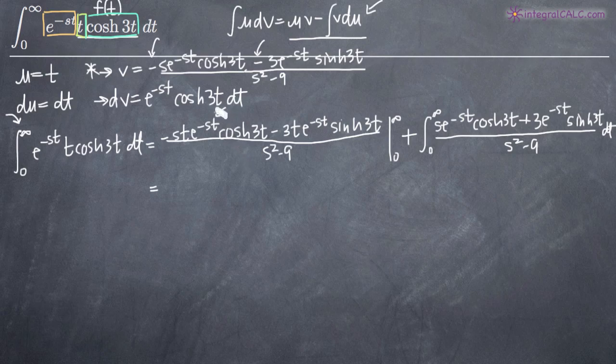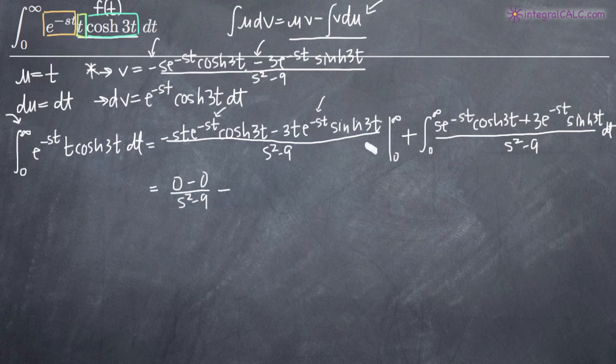We'll get e to the negative infinity. Well, e to the negative infinity is just going to be 0. So that whole first term in the numerator is going to go to 0. Then we'll have minus, again here, when you plug in infinity for t, that e to the negative infinity will go to 0. So you'll have 0 again, and then s squared minus 9. That's what you get when you plug in infinity.